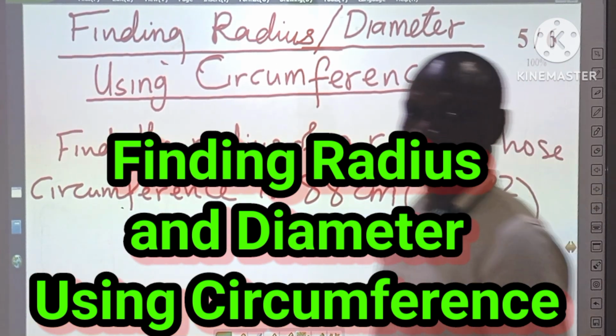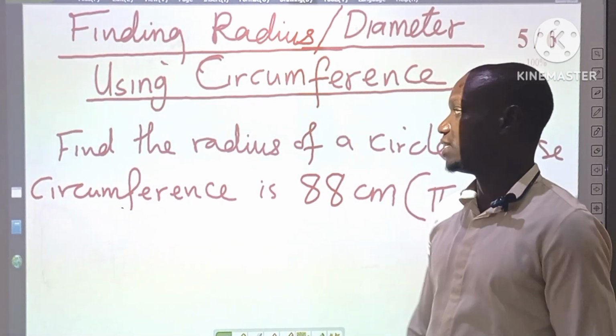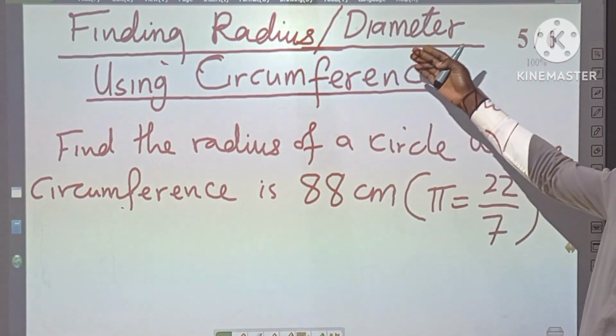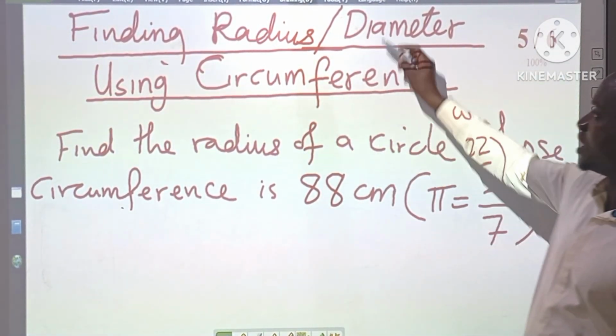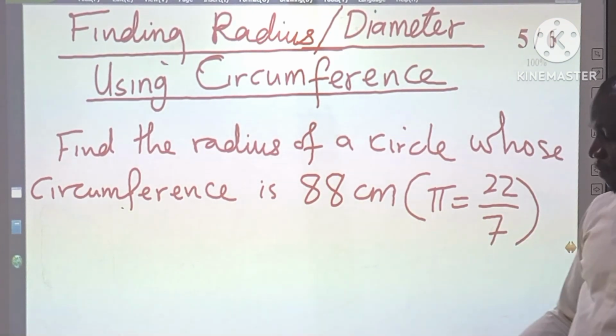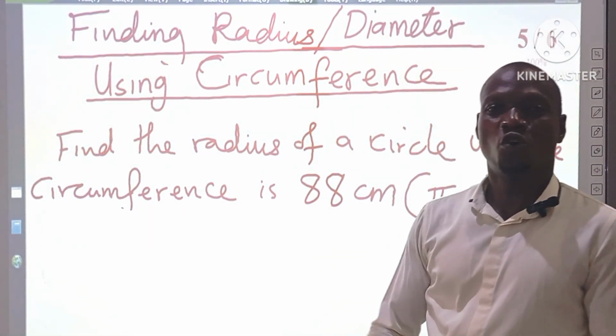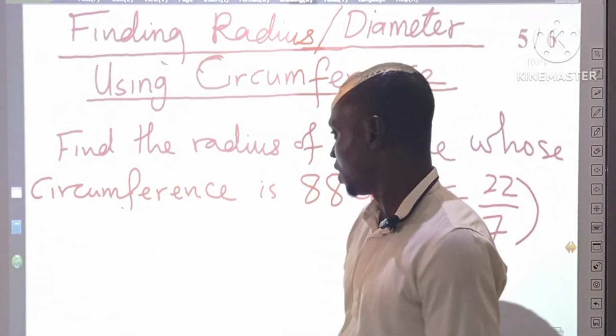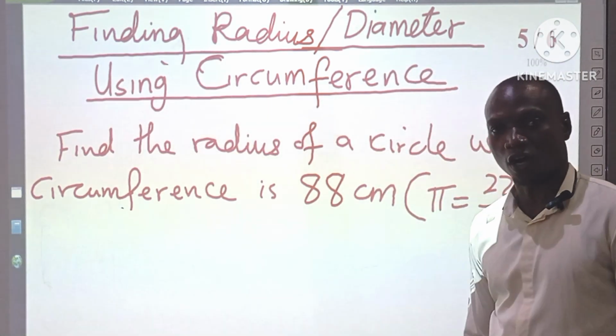Welcome to Maths Easy Peasy, and in today's class we shall be finding radius or diameter using circumference. That means find the radius or diameter when the circumference is given. And we have the first question on the board.